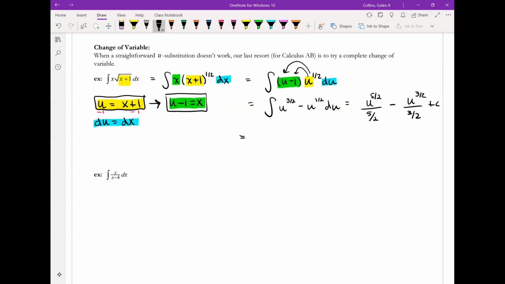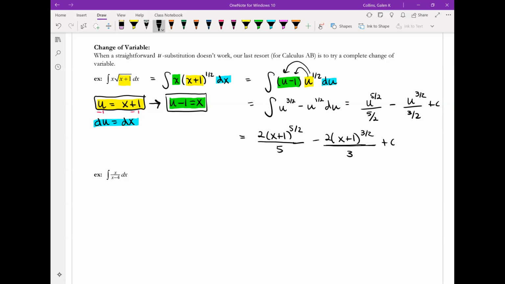So we have x plus 1 to the power of 5/2. And that's divided by 5/2, which is the same as times 2/5. And then minus x plus 1 to the power of 3/2 divided by 3/2, so times 2/3. And then all of that plus our constant of integration. Whoops. And make sure that your fraction bars are long enough that the entire numerator is on top.